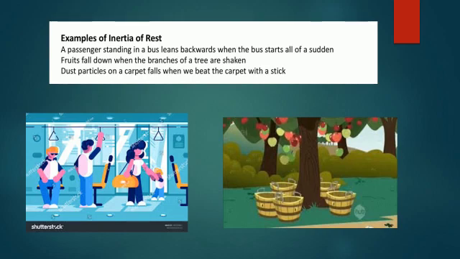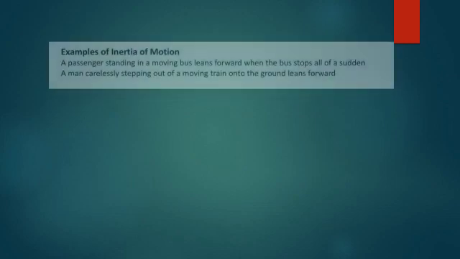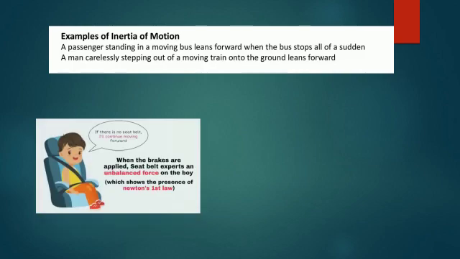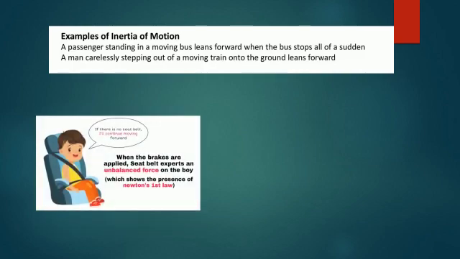Then the second one is examples of inertia of motion. A passenger standing in a moving bus leans forward when the bus stops all of a sudden, and a man who steps out from a moving train leans forward. So here is a picture. There's a boy sitting in a seat wearing a seat belt. We all wear seat belts while traveling in a car.